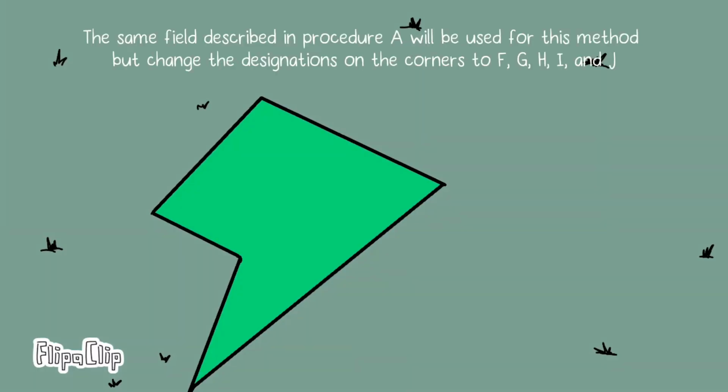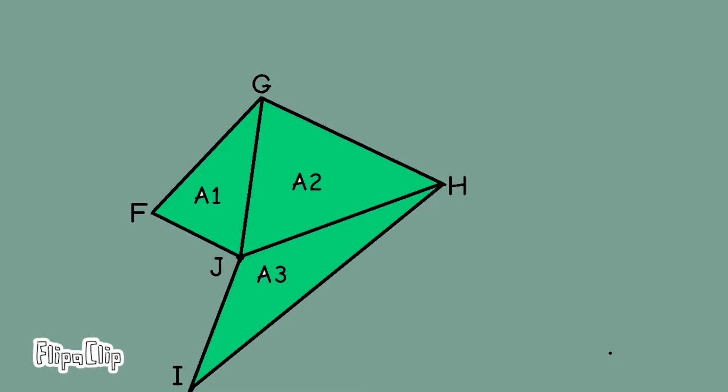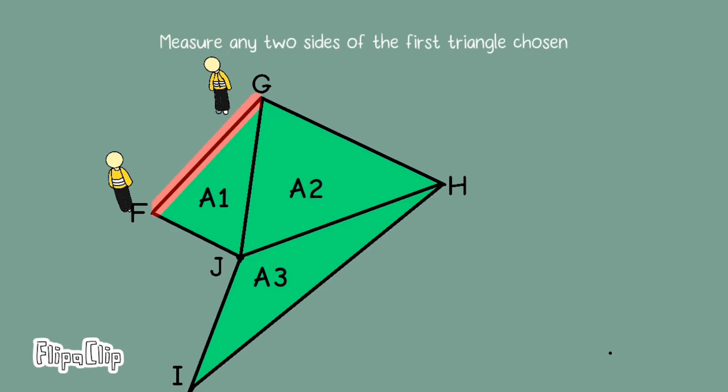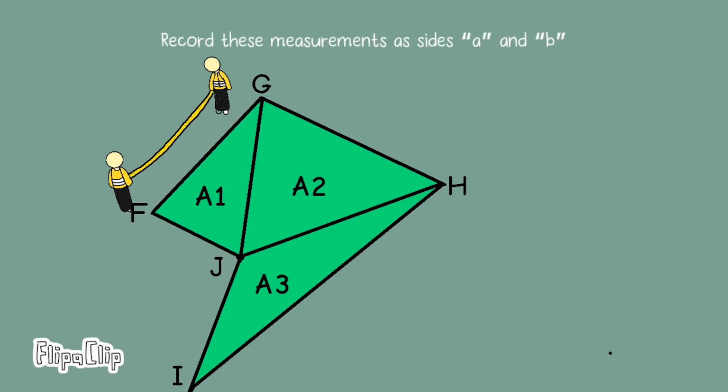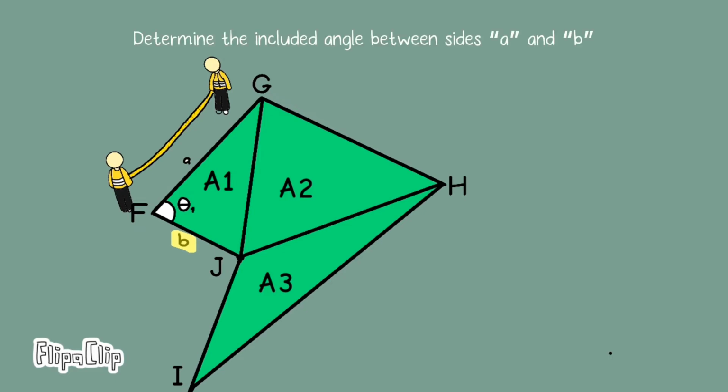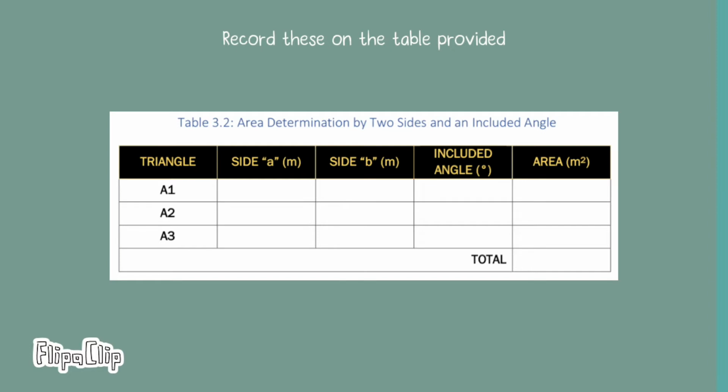Procedure B. The same field described in Procedure A will be used for this method, but change the designations on the corners. Use F, G, H, I, and J instead of A, B, C, D, and E. The chief of party divides the polygon into 3 triangles and measures any 2 sides of the first triangle chosen and records these measurements as sides A and B. Determine the included angle between sides A and B and record this on the table provided.